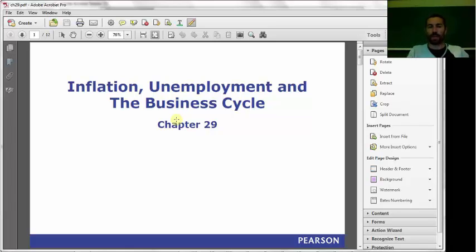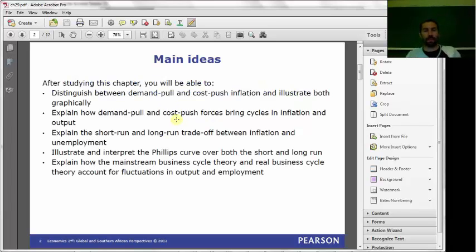So, chapter 29. We're going to talk about what constitutes demand pull inflation as well as cost push inflation. And we're going to show both of those things graphically.